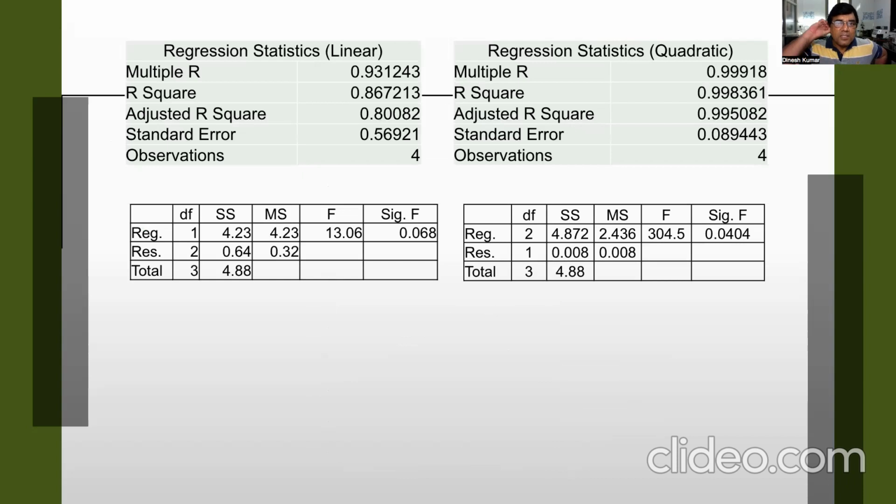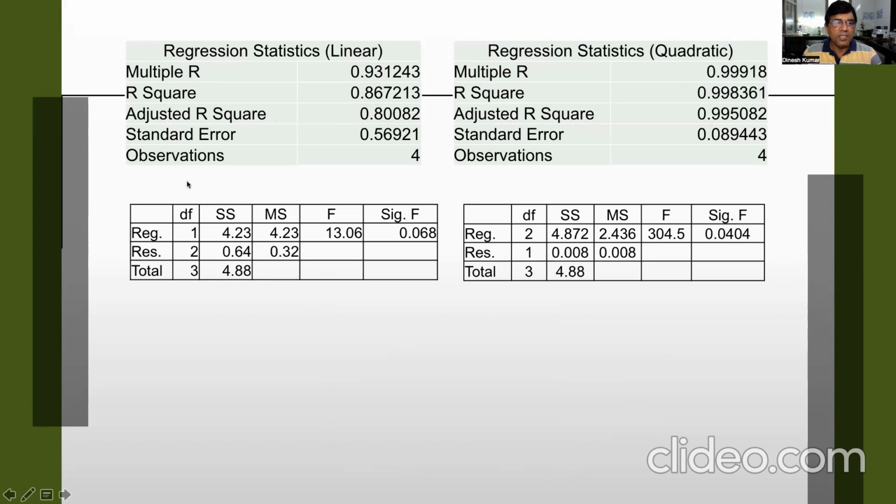So you can see, I just compared here. You can see how I am telling that it is significant. You see multiple R, if it was a linear fit. What happened? The linear fit correlation coefficient was 0.93. And when you fit the quadratic, it was higher, of course, 0.999. And you see R square, 0.86, and here it was 0.99 in quadratic.